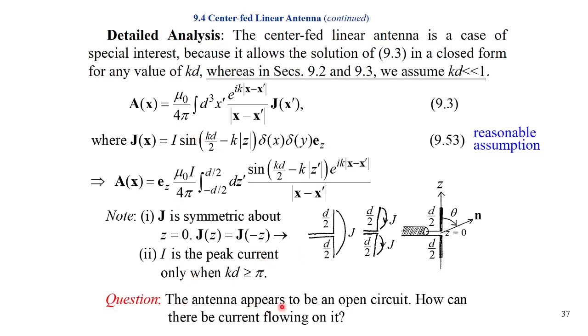The antenna appears to be an open circuit. In that case, there should be no current flow, but don't forget we have a changing AC field, a changing electric field and a changing magnetic field. So it's okay.